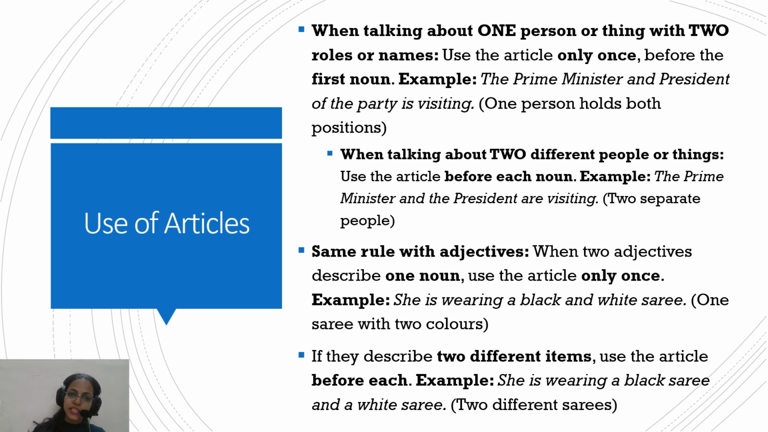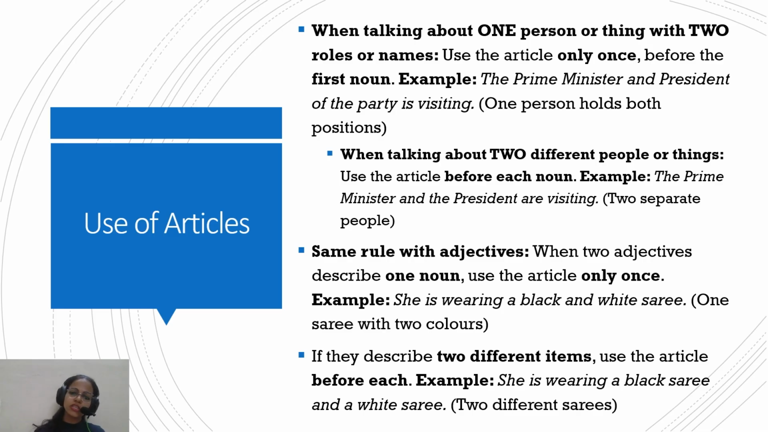But if there are two items, then you use two articles. So she's wearing a black sari and a white blouse, because who will wear two saris? Here the black sari and the white blouse are two different objects, so two different articles.